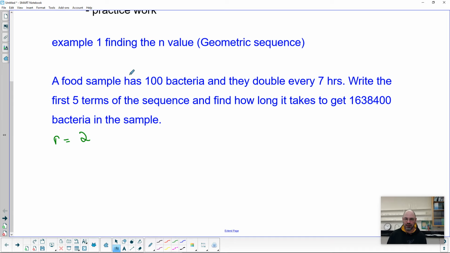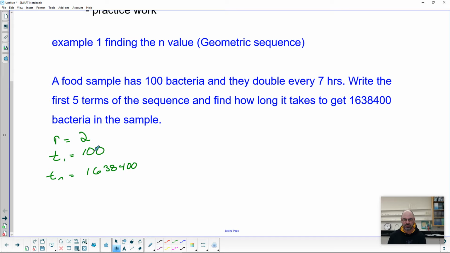Okay. We have 100 bacteria originally in the food sample. So the original number that we have of the bacteria is called our first term, which we signify with a T1. Okay, and then we want the last term, we know that we're interested in this 1,638,400. And what they're interested in is the first 5 terms of the sequence. So we have to find T1, which we do have, and then we have R.